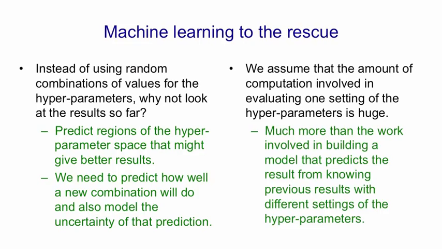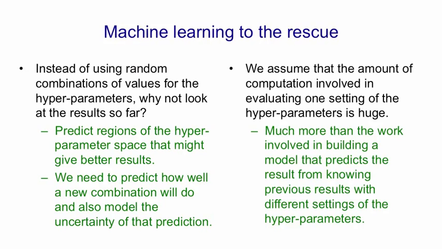big computer. Relative to that amount of work, building a model to predict how well a setting of the hyperparameters will do, given all the settings we've experimented with so far, is much less work. And so it's going to require much less computation to fit the predictive model to the results of the experiments we've seen so far than it is to run a single experiment.